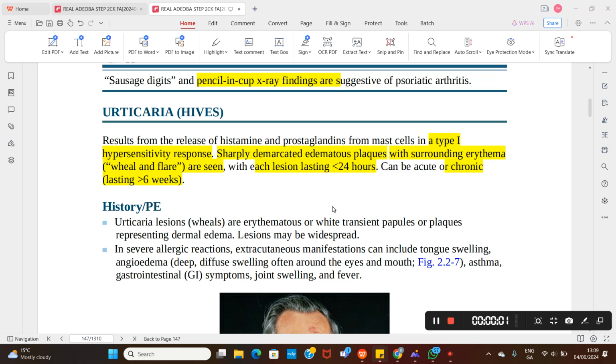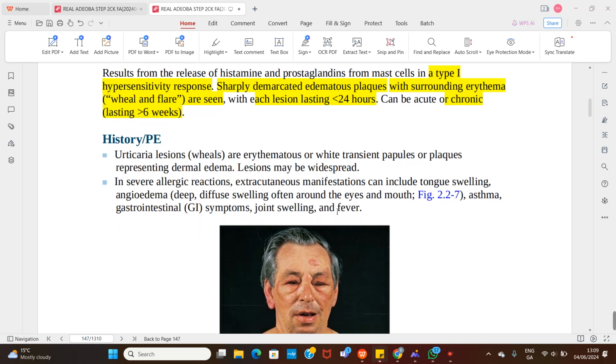Hello everyone. We are going to continue today by talking about urticaria, otherwise known as hives. And I want us to know that these lesions usually develop due to a type 1 hypersensitivity response, right? And how do they appear?